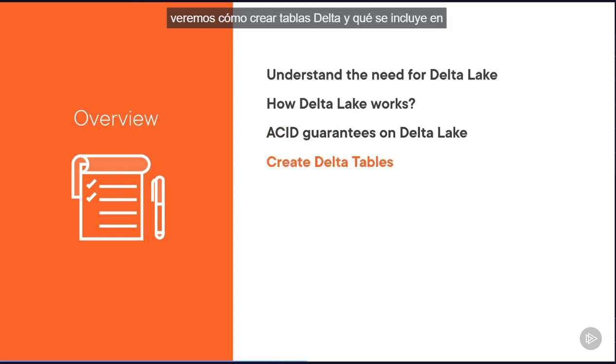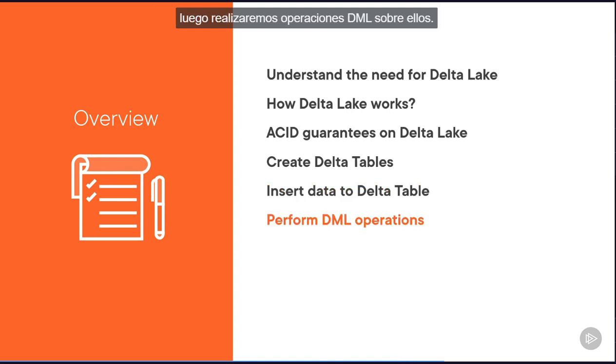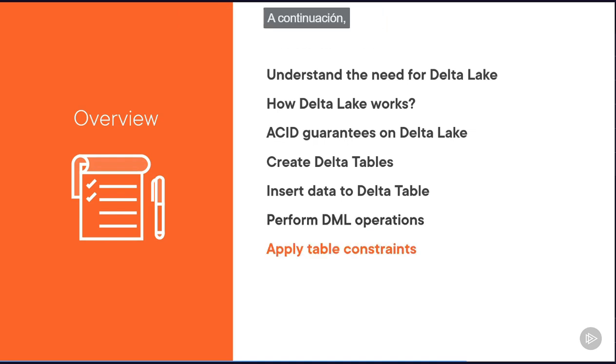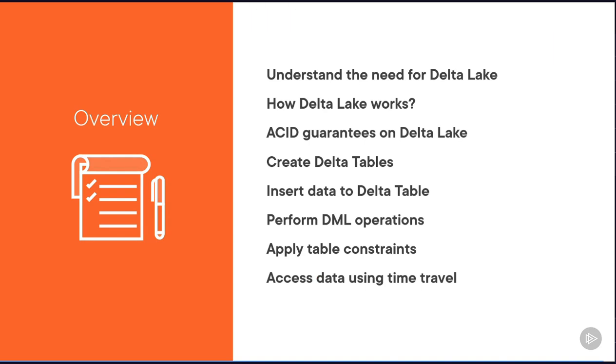Next, we'll see how to create Delta tables and what goes into the transaction log. We'll then look into various options to add the data to the table and then perform DML operations on top of it. Next, we'll see how Delta Lake maintains data quality using table constraints. And finally, we'll discuss a very interesting feature, the time travel. So let's get started.